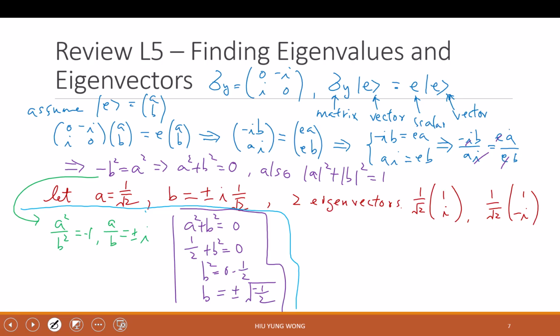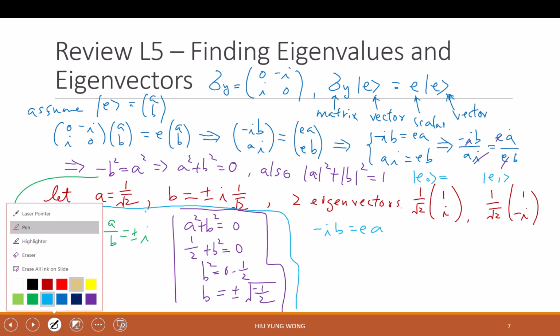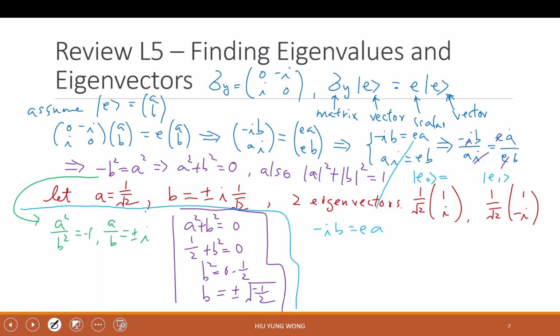So you find the eigenvector, let me call this E0. This equal to E1, right? It has two eigenvectors, right? What is the eigenvalue? In order to find it, you need to plug it back to the original equation. For example, one of these is negative i b equals E a, which is from here. Negative i b equals E a. So what is C? Negative i, and then b is what? For E0, what is b?